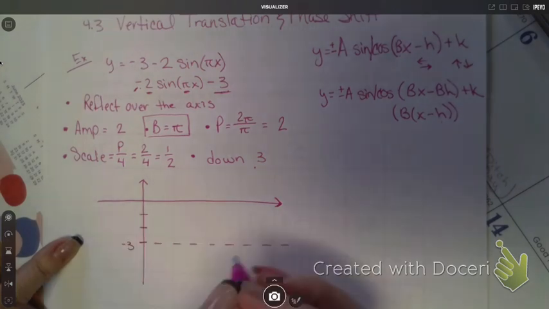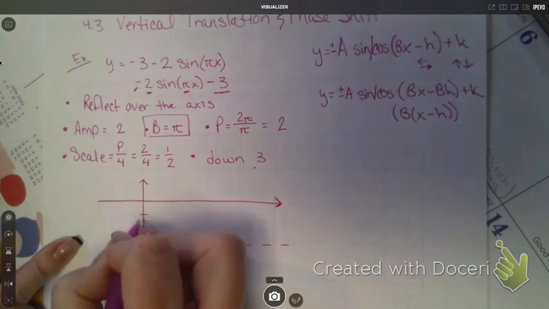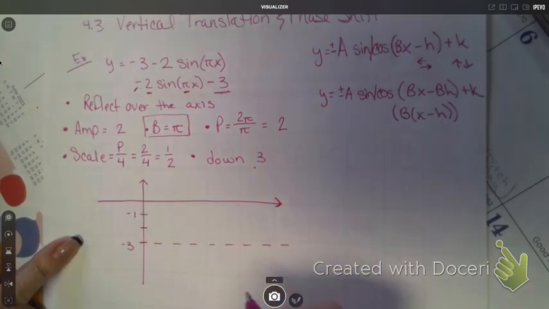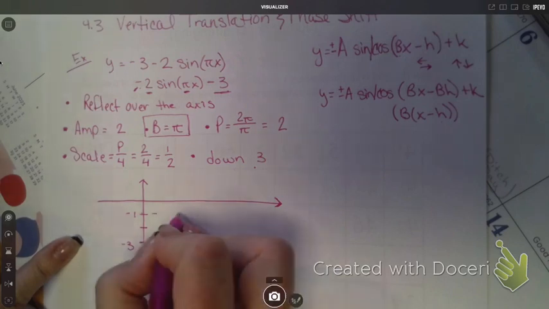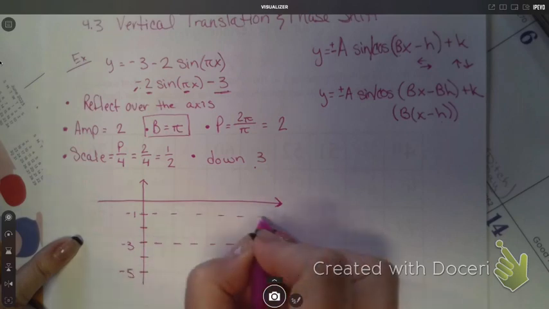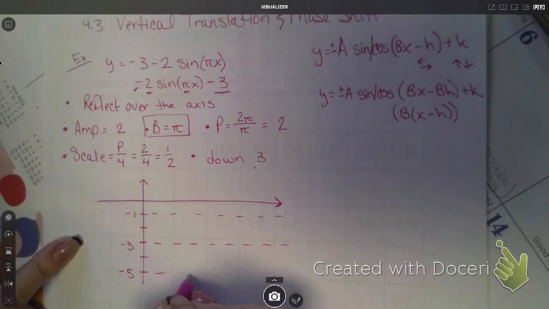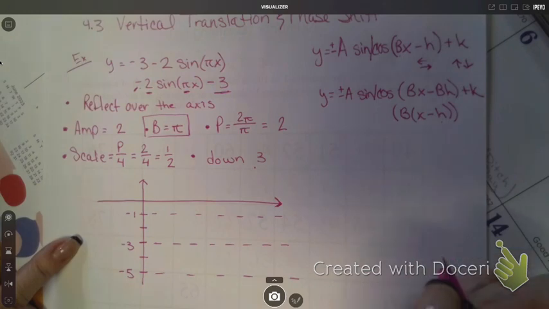So the amp is what? 2. So it goes up to -1 and down to what? -5. So what I like to do is also give myself an imaginary maximum and minimum. It helps my graph look nice. That's the plus about doing it online, not on paper.